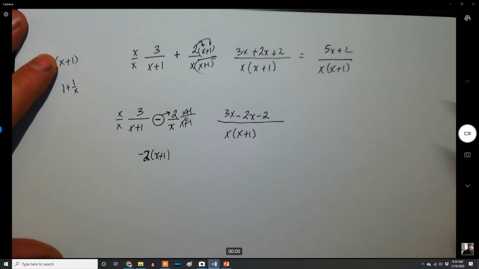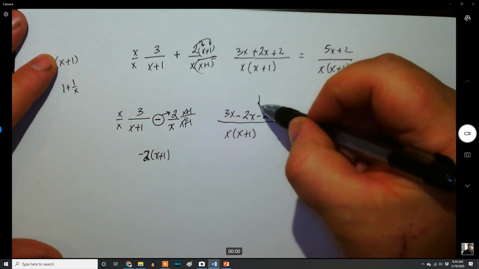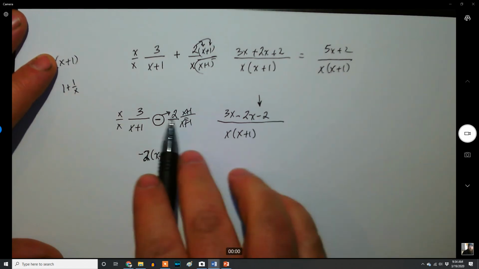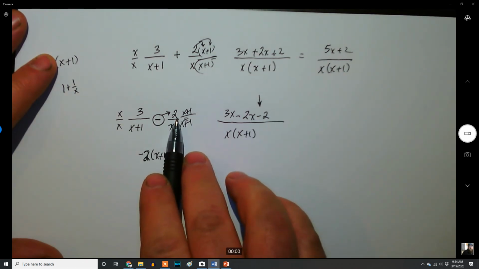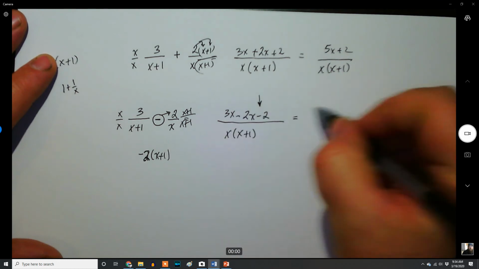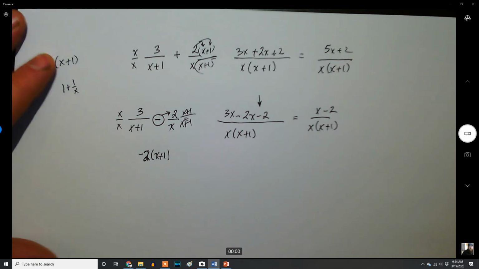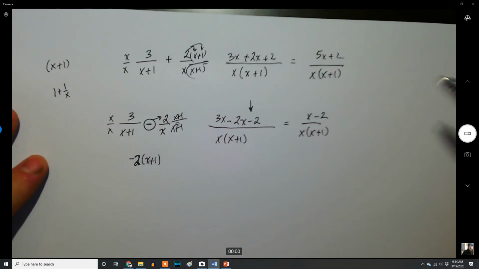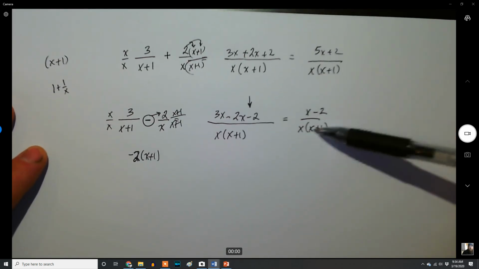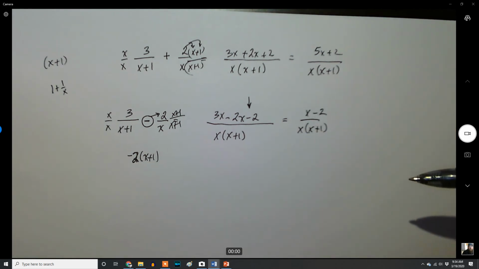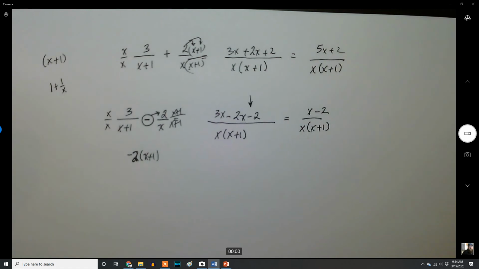You see? The most common mistake right here is people are going to write a plus 2. And it's a minus 2. The reason it's a minus 2 is because we're subtracting this. You see? So 3x minus 2x is x, minus 2, over x times x plus 1. Done. Can't be simplified, can't be reduced, because there's not a common factor between all of the terms of the numerator and the denominator. So we are finished right there. Can't get any better. Beautiful.